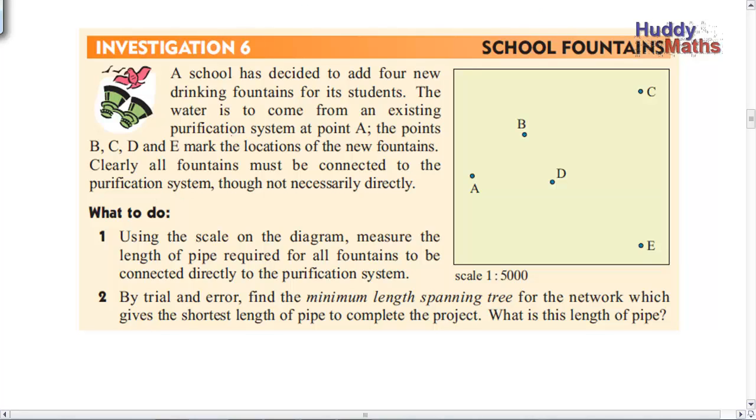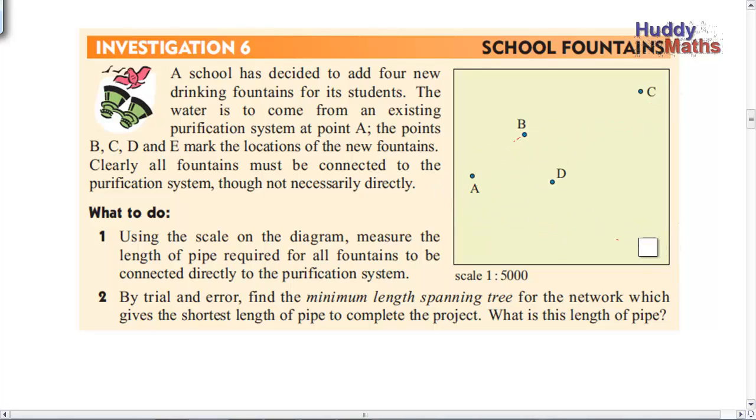Okay, the water comes from an existing purification system at A, so here it is. The points B, C, D and E mark the location of new fountains. All fountains must be connected to the purification system, though not necessarily directly. In other words, you don't have to do this. You want the shortest distance spanning tree.